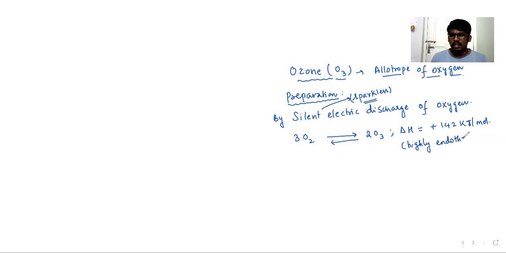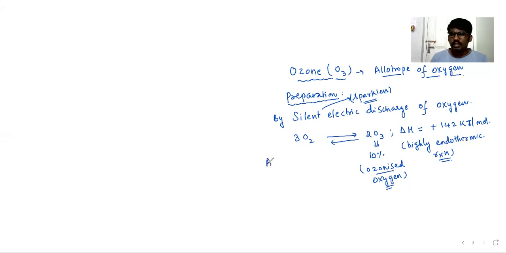It is a highly endothermic reaction, and we can prepare up to around 10% of the ozone. So this 10% of the ozone which is formed over here is called ozonized oxygen. Rather than calling it ozone, we can call it ozonized oxygen.